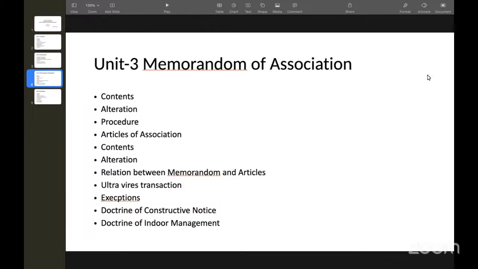Last in the third unit was the doctrine of indoor management. So we had expanded principles in that. The first one was protection of good faith, and next was the limitations. And we also had the real world example. This was the third unit.